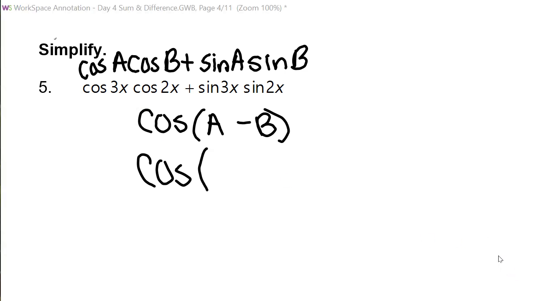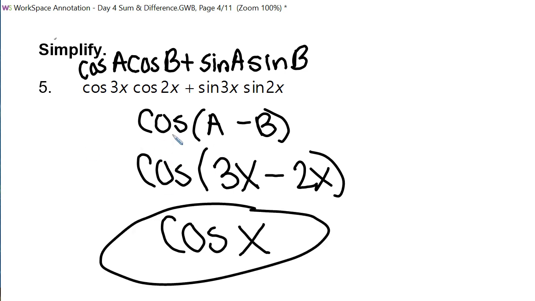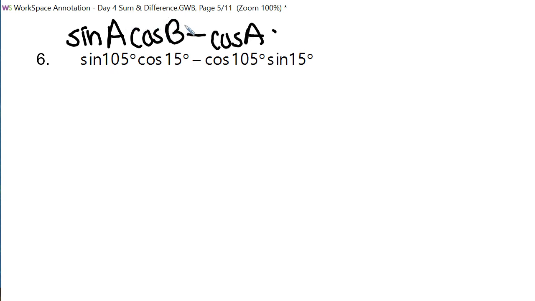What do I put for angle A? 3x. What do I put for B? 2x. And that simplifies, so make sure you simplify completely, and 3x minus 2x is x. So the answer is just cosine of x. Can't do anything with the x. Next one. This is sine of angle A, cosine of angle B, minus cosine of angle A, sine of angle B. Which formula does that one look like?